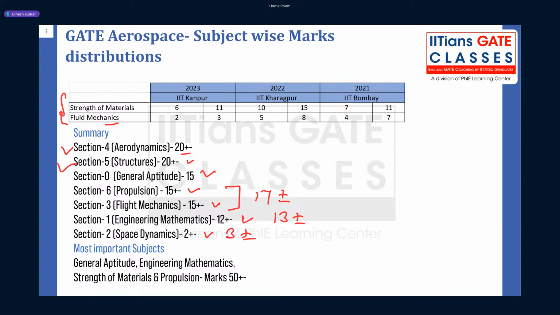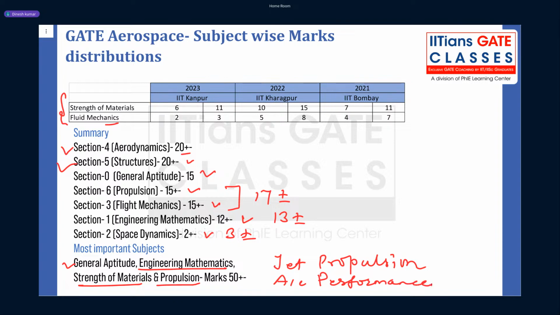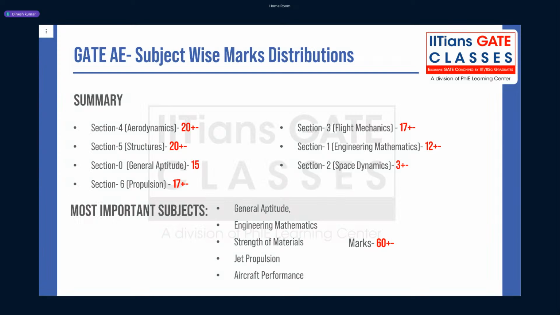Okay, now guys, what are the most important subjects in gate aerospace engineering? There are subjects like general aptitude, engineering mathematics, strength of material. In propulsion, I will write it as jet propulsion. And another important subject is aircraft performance. Okay, so these are the most important subjects. Without preparing well for these subjects, like general aptitude, engineering mathematics, strength of material, jet propulsion, aircraft performance, you cannot be a topper. Okay, you need to do well at least in these subjects. And you guys can see this is the summary which I have discussed already.